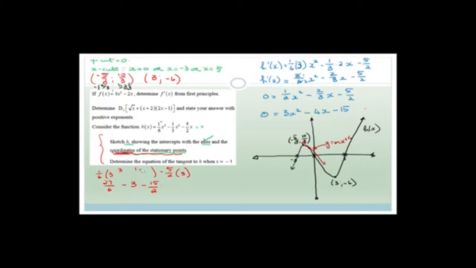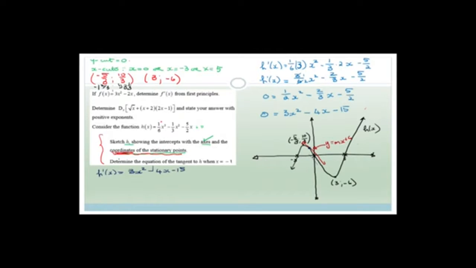We know that we have the equation for the gradient. The equation for the gradient is h dashed of x. So we know that the equation for the gradient is this thing here. Okay, admittedly, I manipulated it a bit, but that's the equation for the gradient. So h dashed of x can be given by 3x squared minus 4x minus 15. So do you agree that I can get the gradient at that point? Because this is the equation for the gradient at every point on this graph, okay?